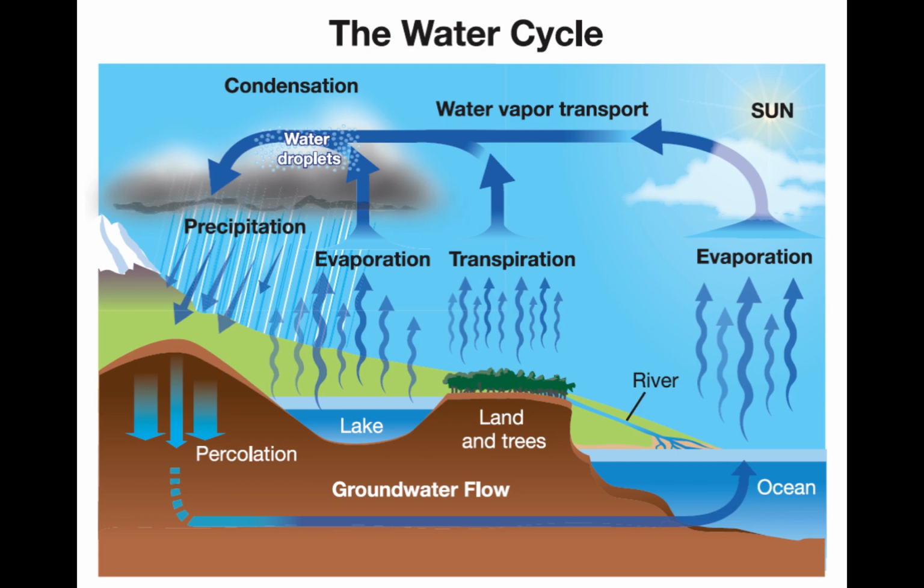And like I said, there's no beginning, there's no end. For us, we just want to keep track of what's happening. If I'm talking about going from a liquid to a gas, that's evaporation. If I'm talking about plants being involved, losing water, that's transpiration. If it is gas to a liquid, that's what happens when clouds are made: condensation.